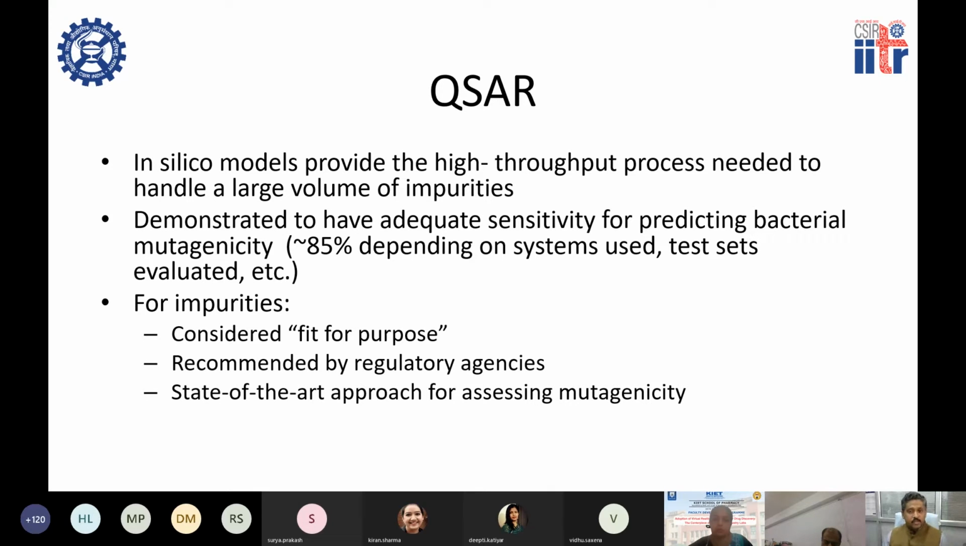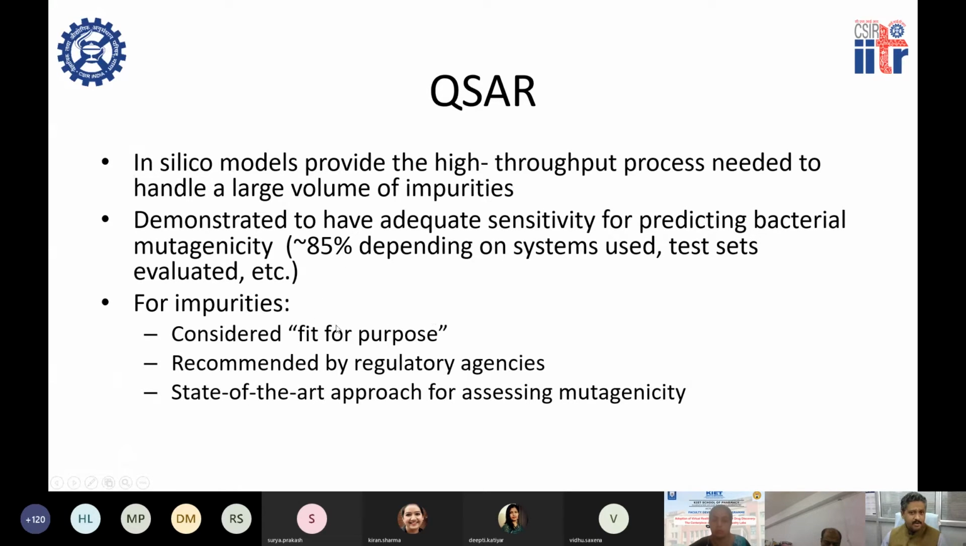So in silico models provide the high throughput process needed to handle a large volume of impurities. Here, we just focus on some of the impurities when we are developing an API, like active pharma ingredients. So we are looking for the impurities. I'll touch upon some of the key concepts in impurities, what we currently use in the ICH M7 guidelines, and that will give you fundamental rules and a process for selecting compounds that are much more safe in terms of effectiveness and safety.